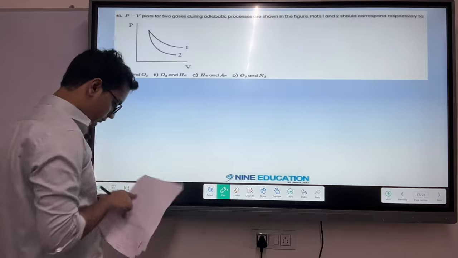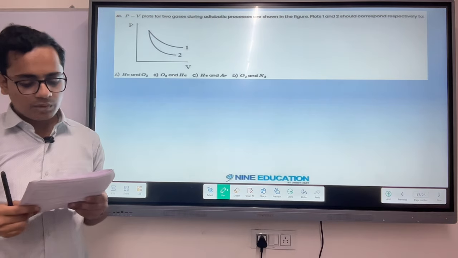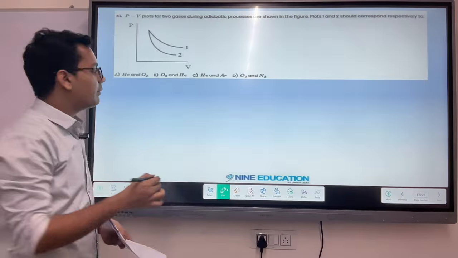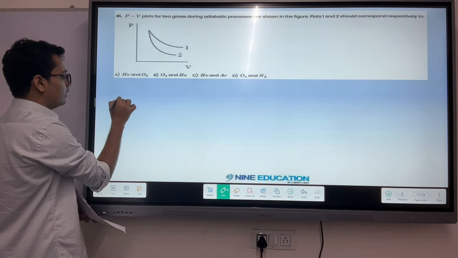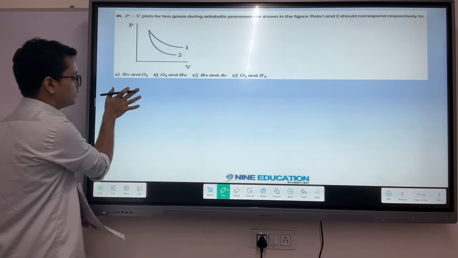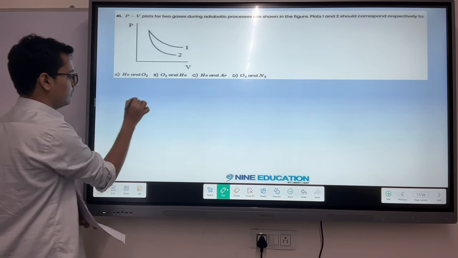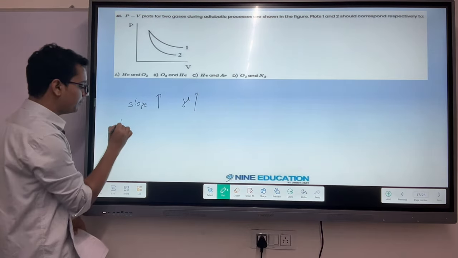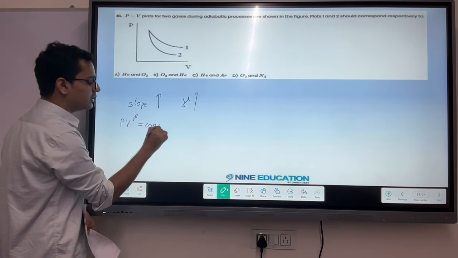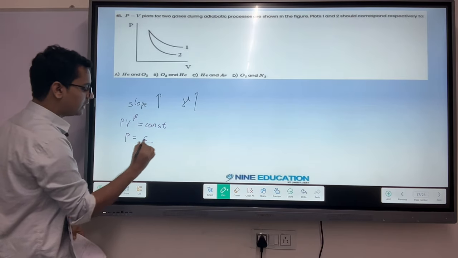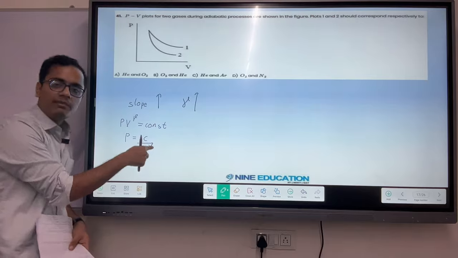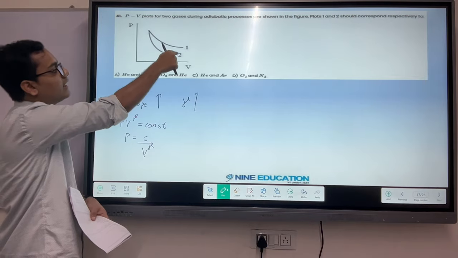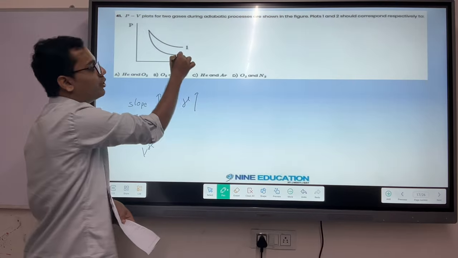Next one. It says that PV plot is given, plots for 1 and 2 correspond to. So this is an adiabatic process. In adiabatic process, I will say the more the slope, the more the gamma. Okay, how do I know that? PV power gamma is equal to constant. So P is equal to some constant divided by V power gamma. Okay, if this gamma value is more, the graph is going to be steeper. So this second graph is very steep, so its gamma should be more.